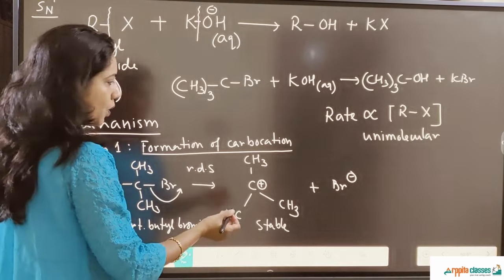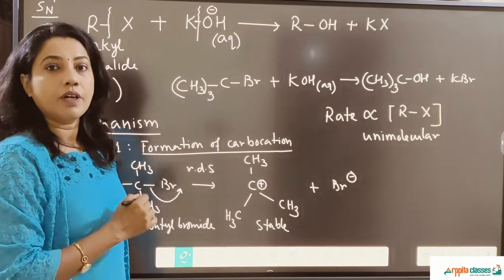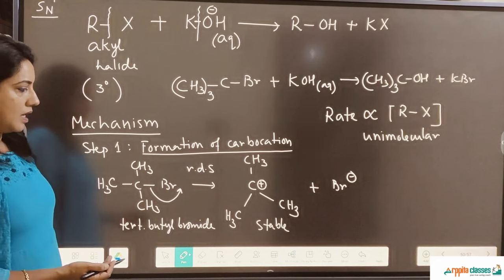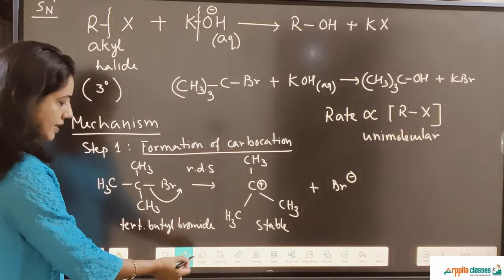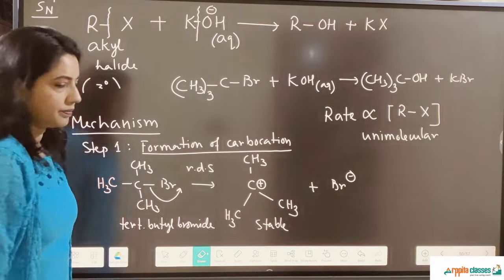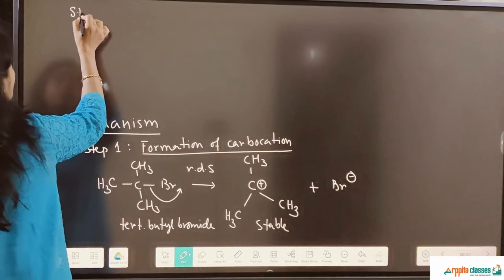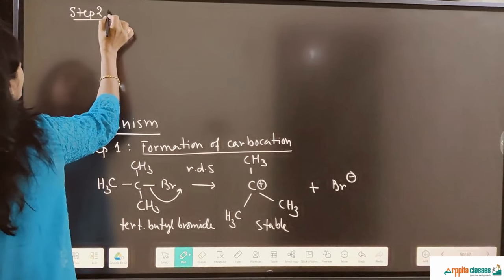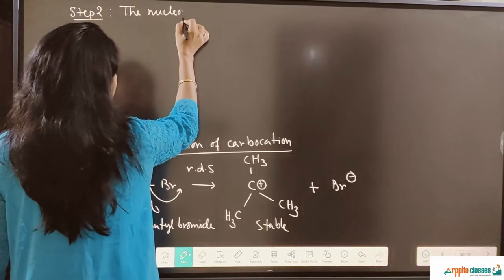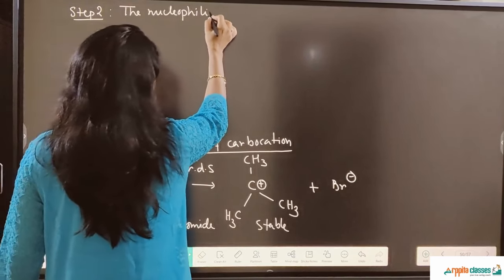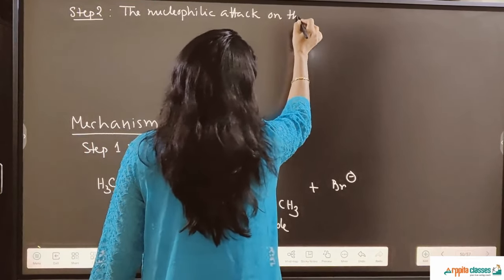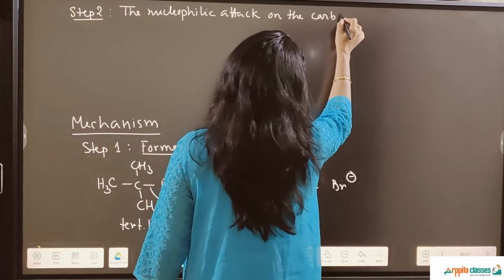Now the next step is the attacking of the nucleophile. Let us see how the nucleophile attacks. I'll show you how the nucleophile attacks. I'll rub this part. Step 2 of this reaction is the nucleophilic attack on the carbocation.